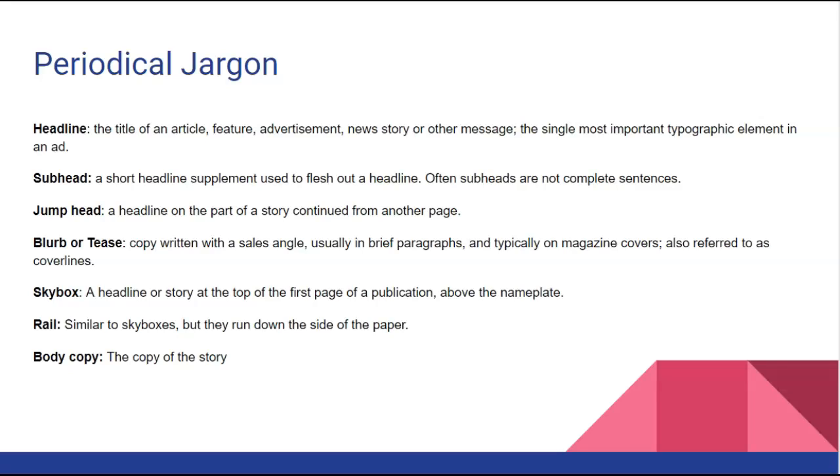Rails are when the exact same thing, the teasers or blurbs are in the paper, but they run down the side of the page. And I do have an example of that. And then body copy. Body is like the whole rest of the story. So if you think of a story as like a person, you have the headline, that's always on the top, and then you have the body.